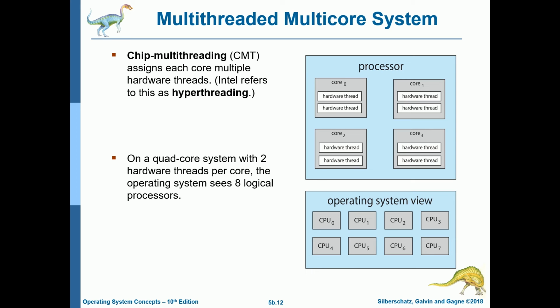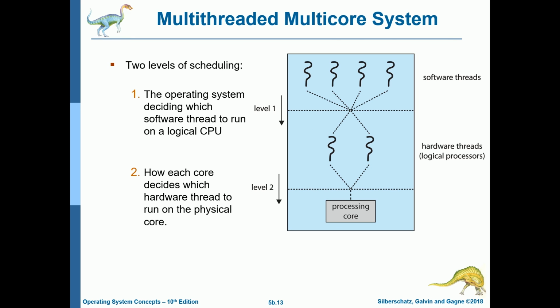Here, the processor contains four computing cores, with each core containing two hardware threads. From the perspective of the operating system, there are just eight logical CPUs. It is important to note that the resources of the physical core, such as caches and the pipeline, must be shared among its hardware threads, and therefore, a processing core can only execute one hardware thread at a time. Consequently, a multi-threaded multi-core processor actually requires two levels of scheduling, as we could see here.